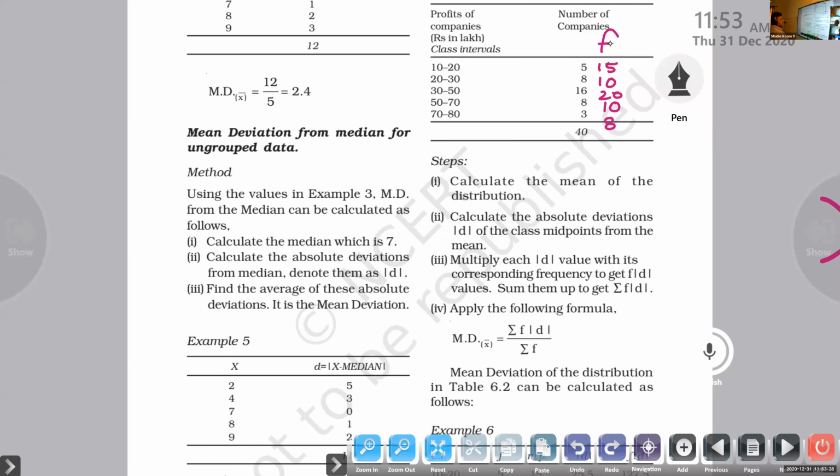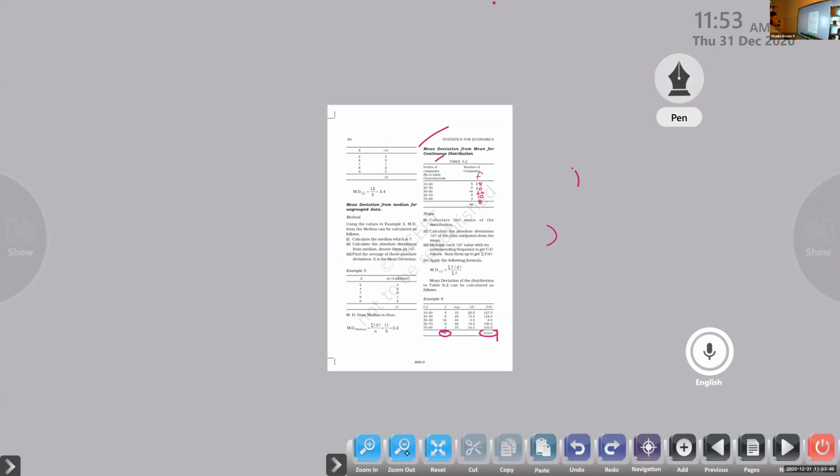So can you show the question? Yeah. Question is here. 15, 10, 20, 10, and 8. Class intervals are the same: 10 to 20, 20 to 30, 30 to 50, 50 to 70, and 70 to 80. Okay, so equation for mean: sigma fm divided by sigma f.